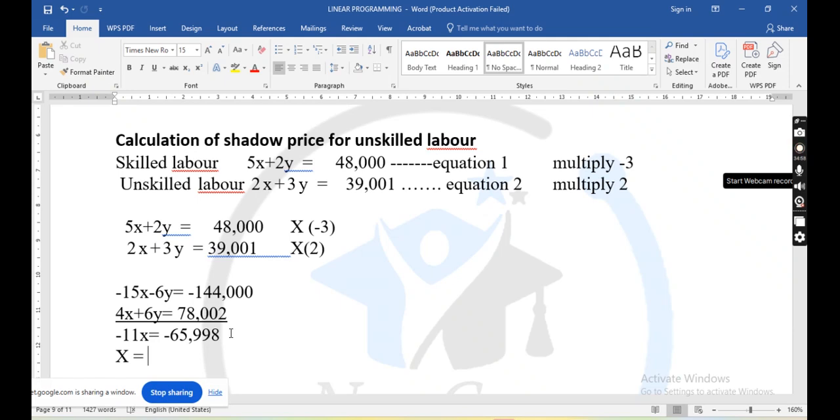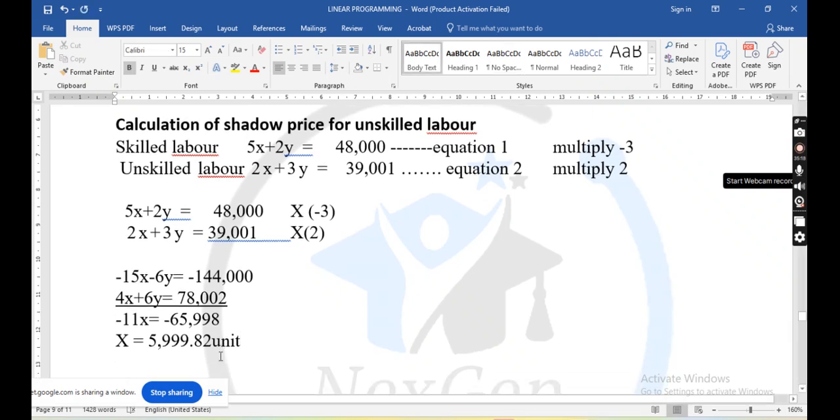That's 5999.82. This is the unit. 5999.82. This is the unit. All right, so substitute x.